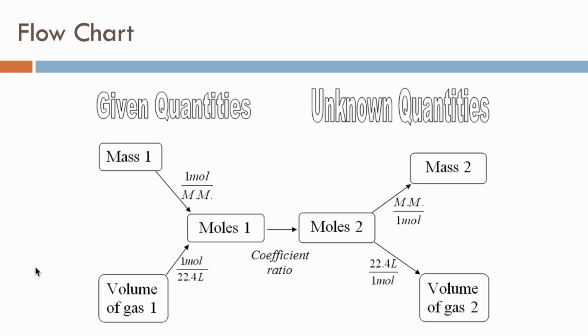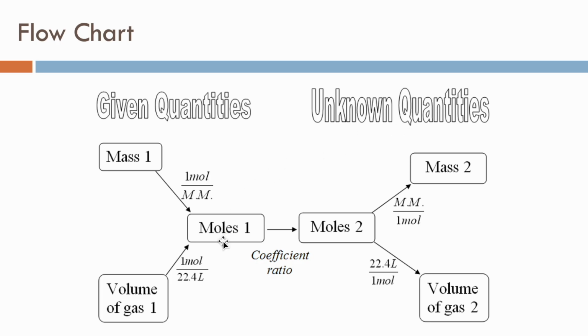Here's the flow chart to solving stoichiometry problems. Some people really love this chart. Other people, it confuses them. But basically, you're going to read it from left to right. These are your given quantities, which are given to you in the problem. Here's your unknown quantities. This is what you're trying to find.